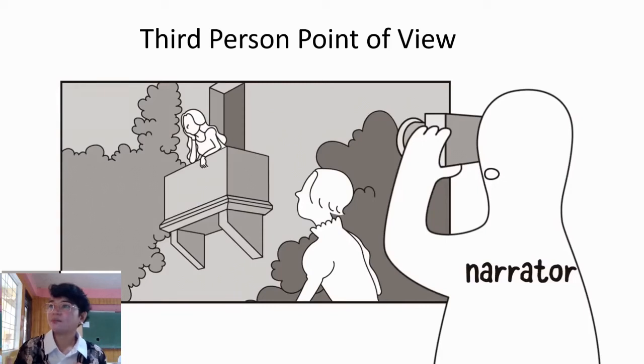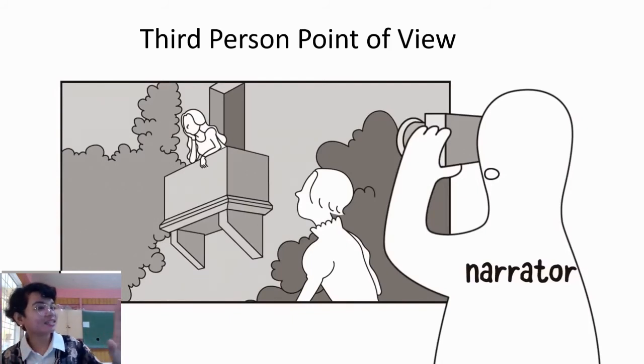It's like other shots, okay? So he's standing in a place wherein he can see the characters, or what the characters are doing. Now, as I have mentioned, there are subtypes in third person point of view. We have the objective, the limited, and the omniscient.